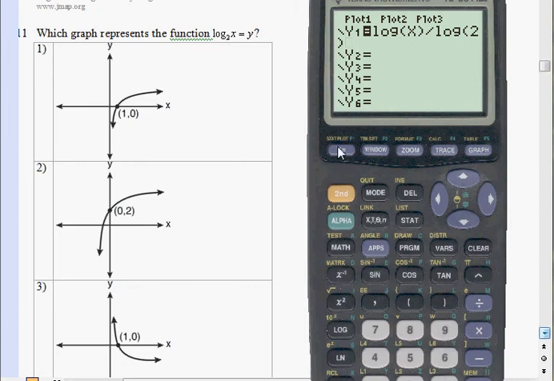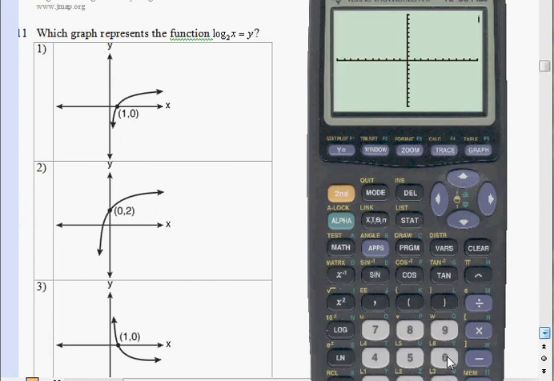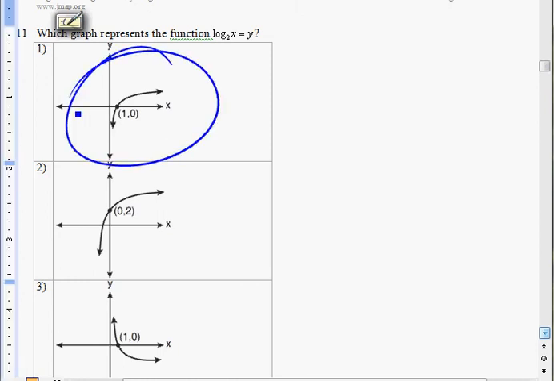equivalent to this. So let's graph it out, and I'm going to go to zoom standard, just want to see the regular view so I can see everything. And it's a log function graph that goes like this, right? And it curves to the right, and that is choice 1. So let's circle choice 1.